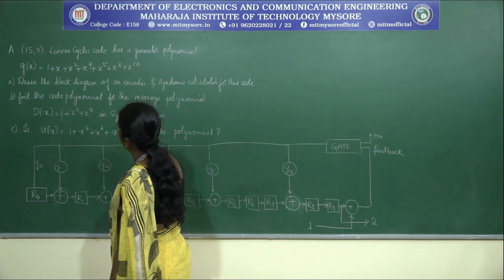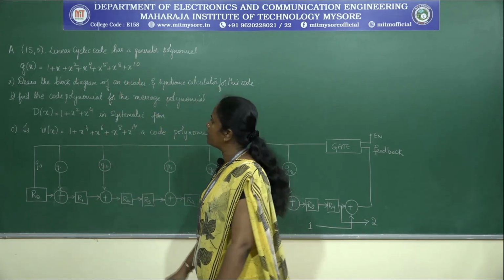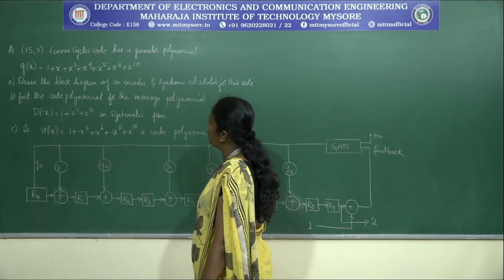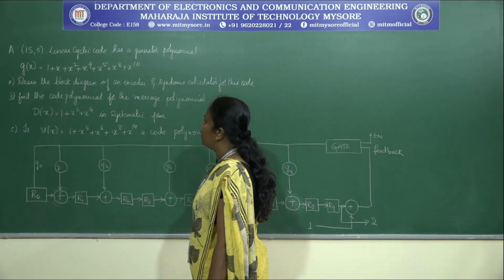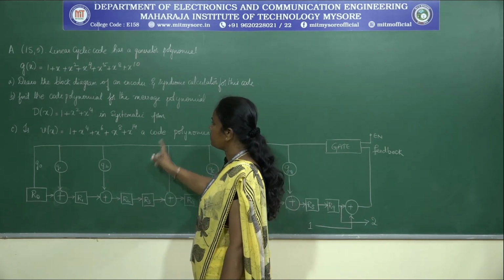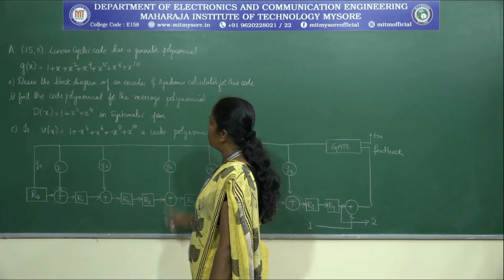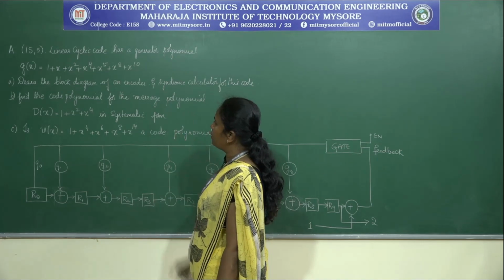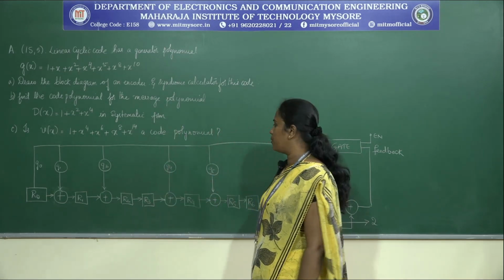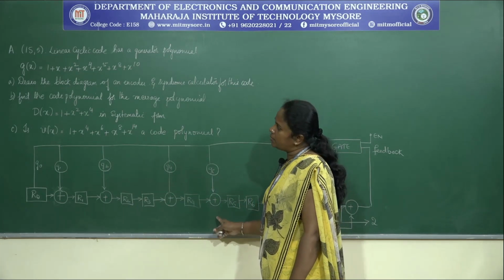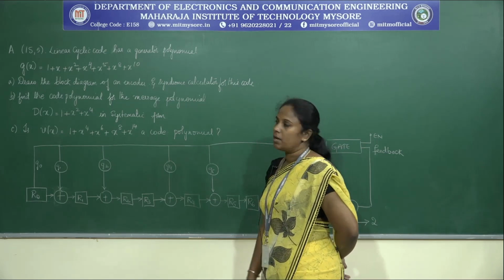Okay, we have the next problem, that is a 15,5 linear cyclic code which is given by g of x, and we need to draw the block diagram of the encoder as well as the syndrome circuit, and also we need to check whether v of x is a code polynomial, and also find the code polynomial for the message polynomial d of x in the systematic form. So here I have written g of x, that is the encoder circuit by considering g of x.